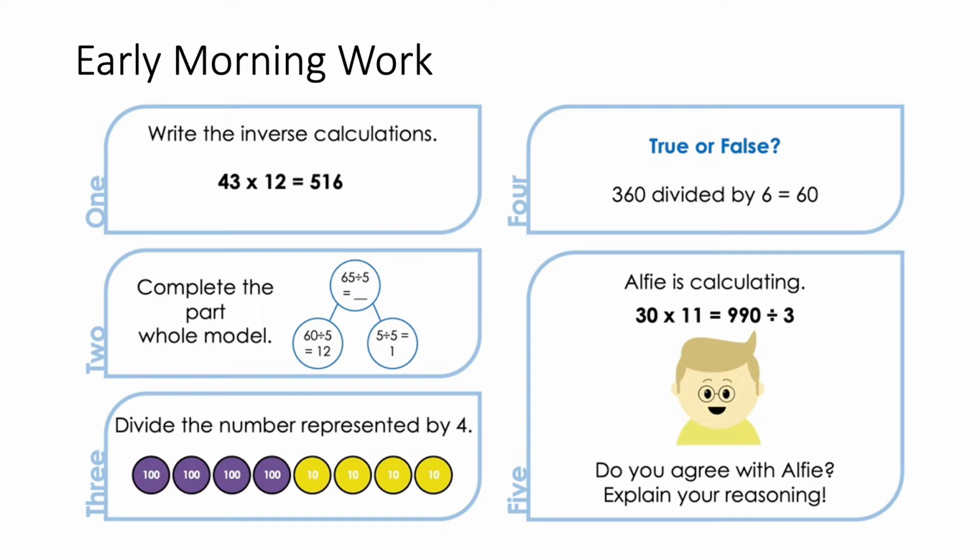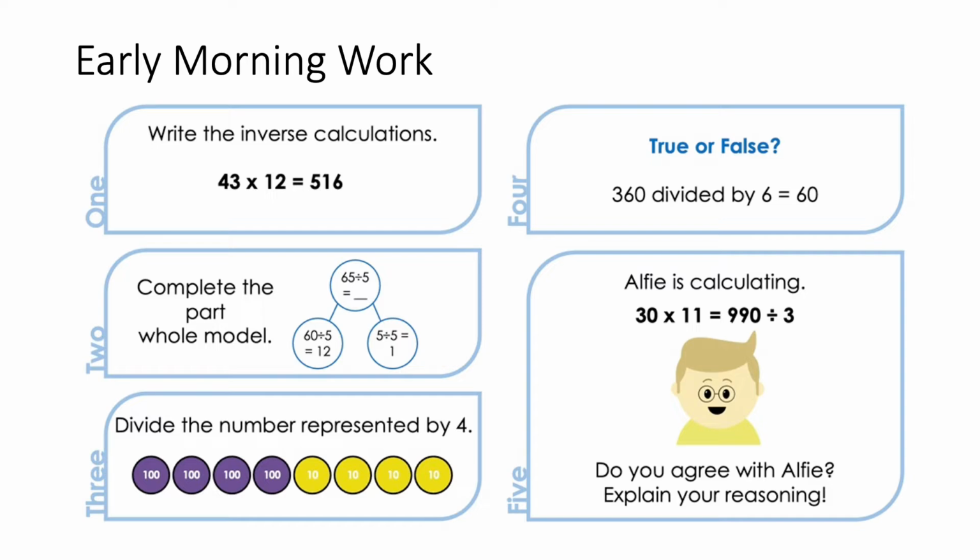Right, number 1. Write the inverse calculations. So I've got, it's the largest number first because it's division, remember. So 516 divided by 43 equals 12. Or 516 divided by 12 equals 43. Number 2, complete the part whole model. 65 divided by 5, and 65 is partitioned into 60 and 5. So 60 divided by 5 is 12, and 5 divided by 5 is 1. So 12 add 1 is 13.